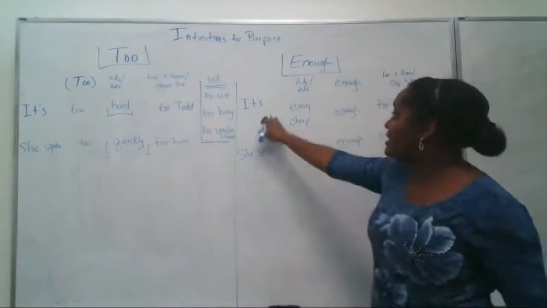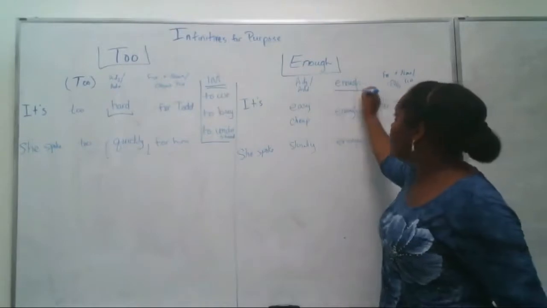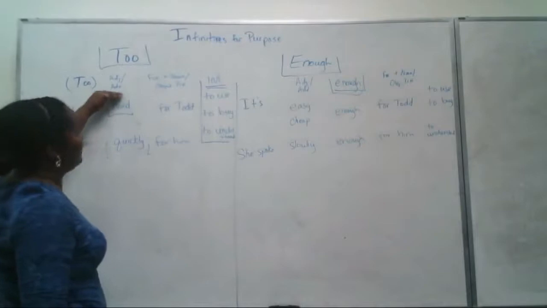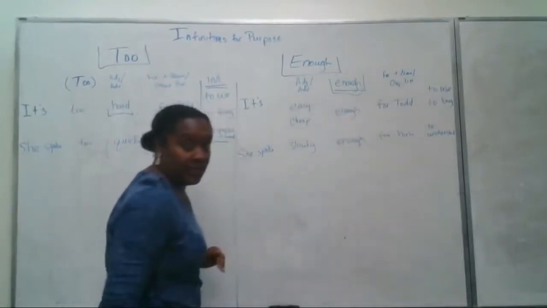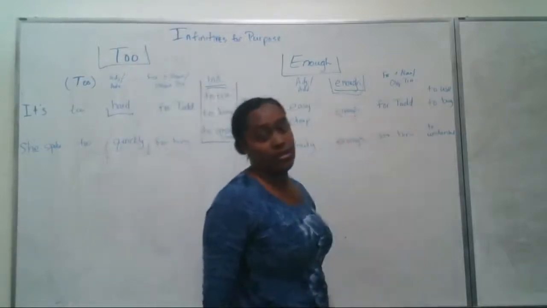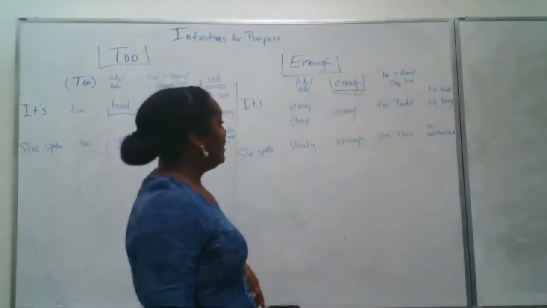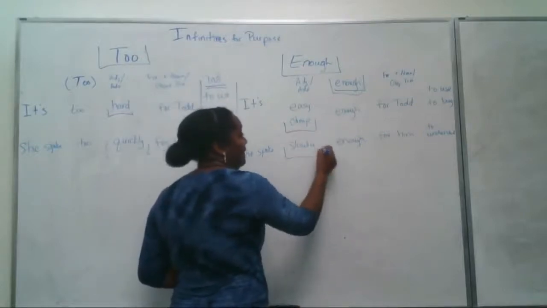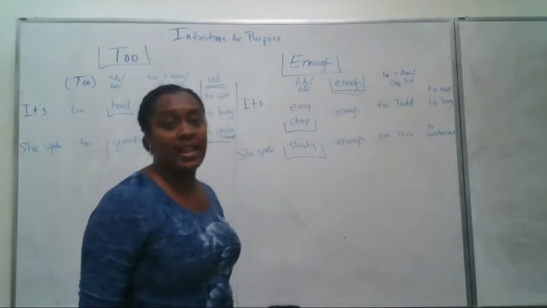Now, the other way you can do it is using enough. You can say it's your adjective, and your adverb comes here, then enough. So this is the difference between these two formulas. You have too first, then you have your adjective. Here you have your adjective or your adverb, and then you have enough. So it's easy enough for Todd to use. It's easy enough for Todd to buy. She spoke slowly. Here, adverb. She spoke slowly enough for him to understand.